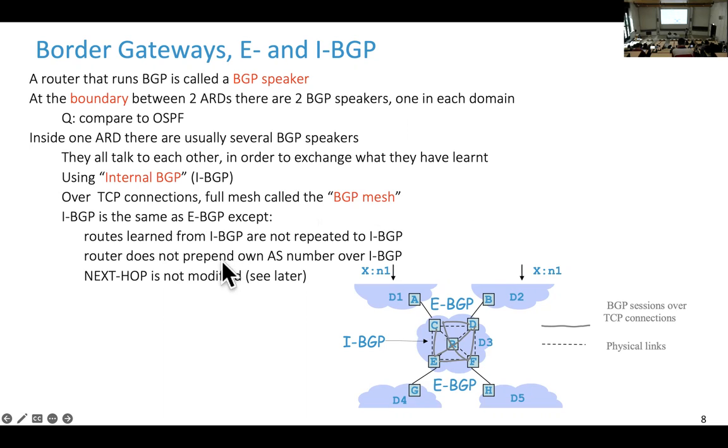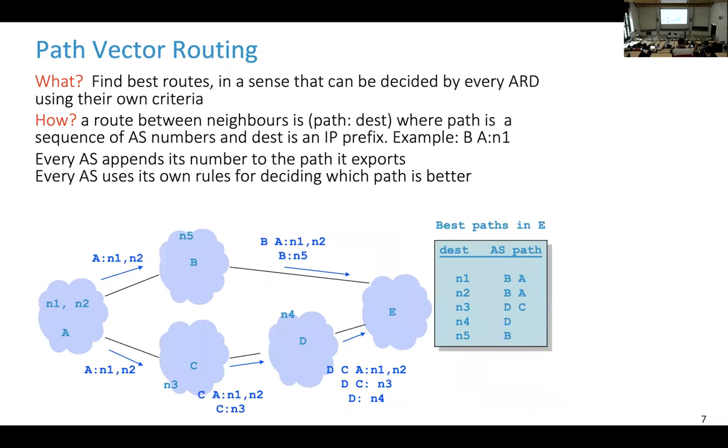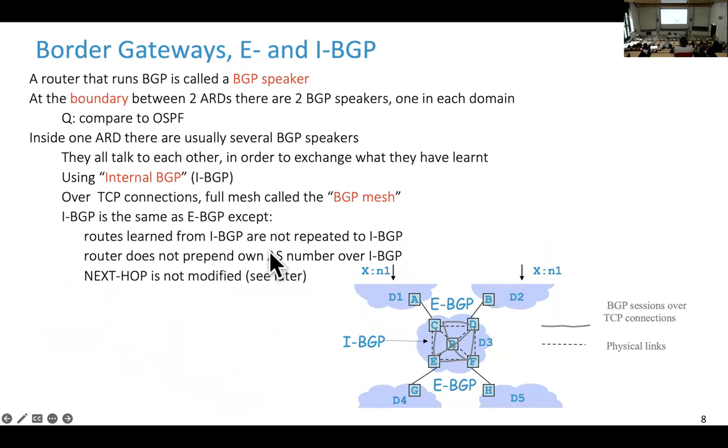The other difference is that over IBGP, we do not append our AS number. What does it mean? As we said, when we go from one domain to another, BGP calculates the accumulated path. So we append the new AS number to the path. For example, when we go from A to B to E, B appends its own AS number to the path. However, internally, we should not do that. That's also obvious. There is another difference: the next hop is not modified. I will explain it later.